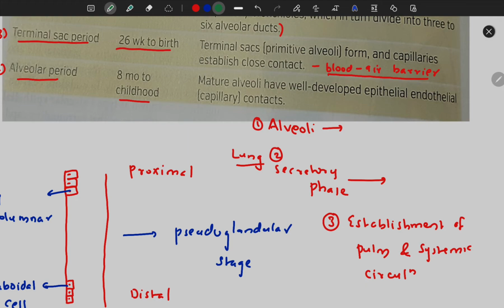So in the alveolar period, for the efficient exchange of gases, there are three things occurring. The alveoli must secrete the surfactant. The second thing is that the lung should transform from the secretory phase to the gas exchange phase. And the third thing is the establishment of the pulmonary and the systemic circulation. So these are the prerequisites for efficient gas exchange.